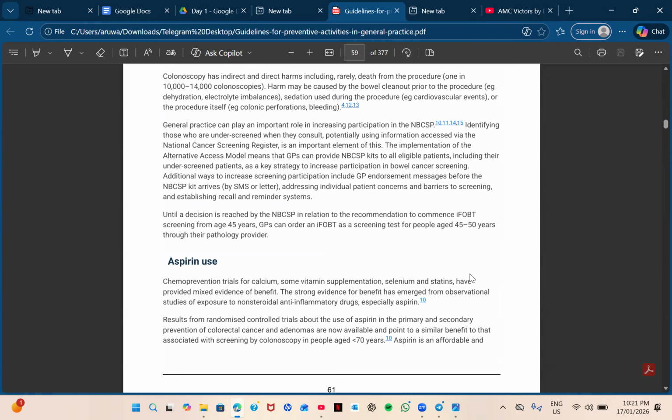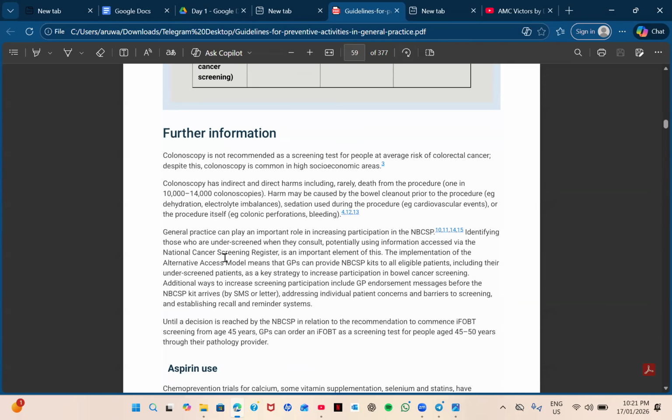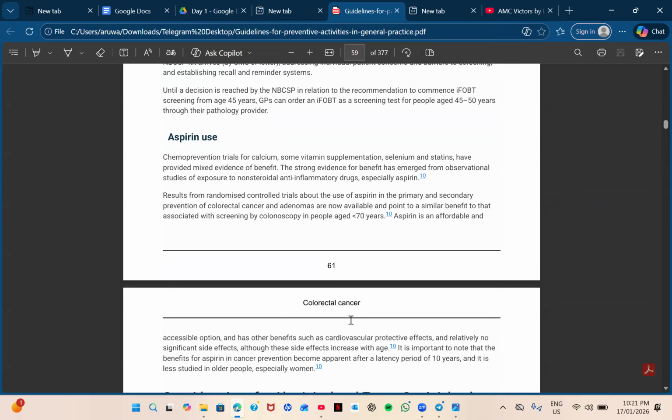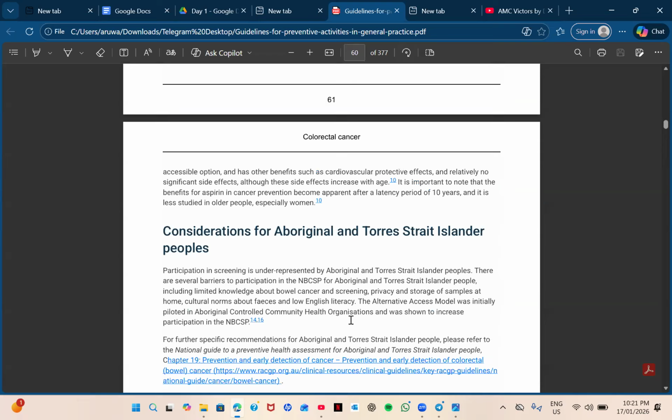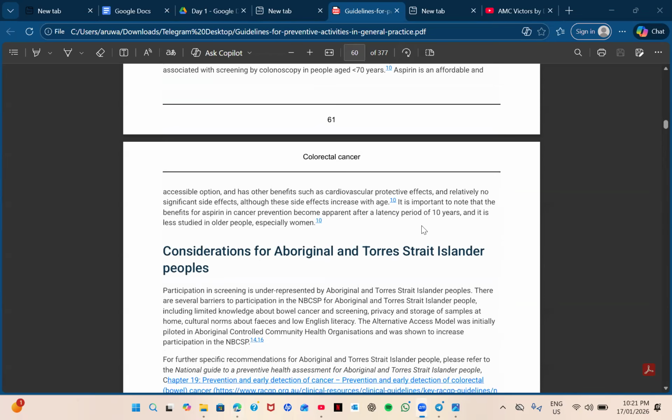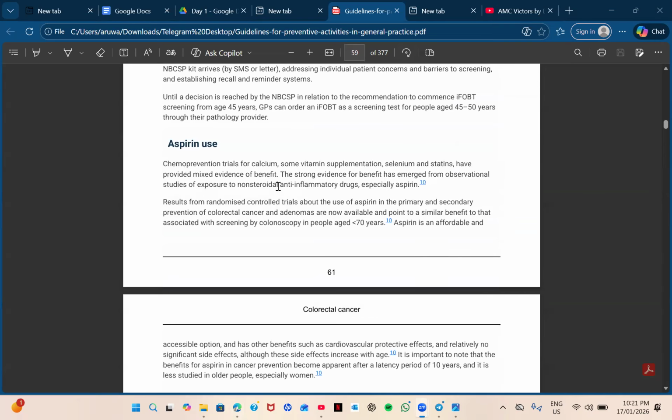Okay. And they have mentioned, yeah, doctor, the same thing. Yeah, okay, this one. Okay, I'll explain that part as well. Okay. Here, chemo preventive trials for calcium, some vitamin supplements, selenium, and statins have provided mixed evidence of benefits.